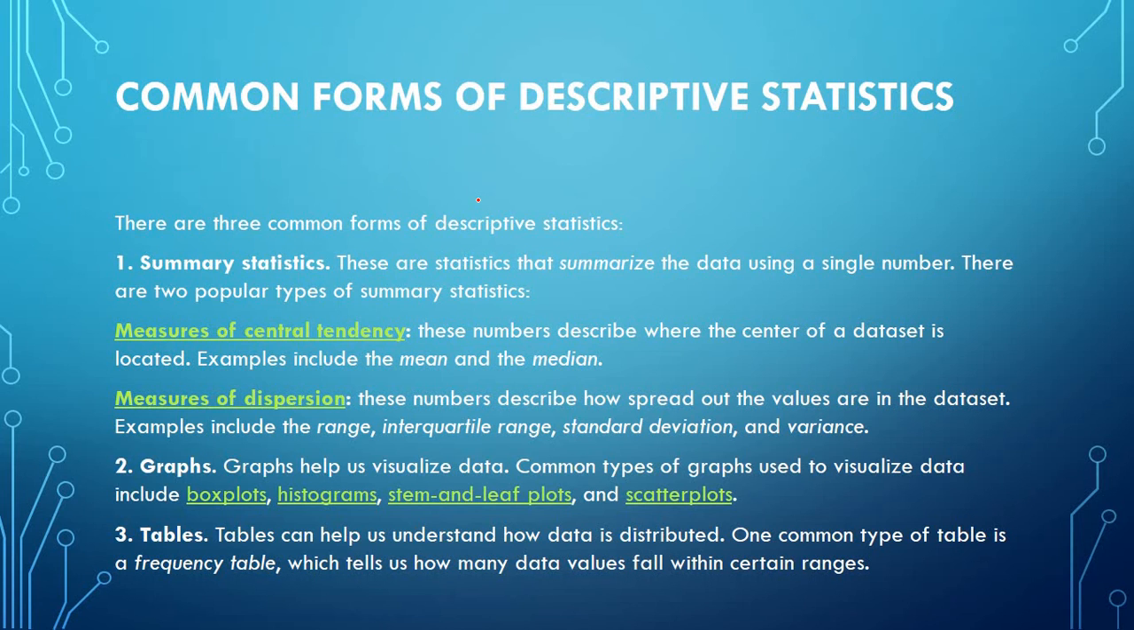Descriptive statistics contain mainly three parts: type 1 is summary statistics, type 2 is graphical representation, and type 3 is tabulation.